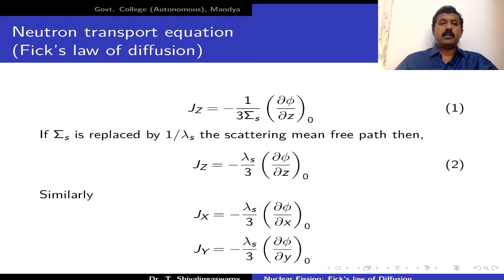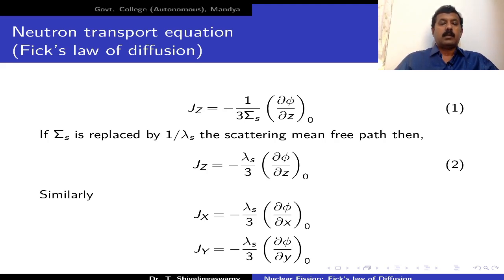Hence j z, that is the net current density in the positive z direction, will be equal to minus 1 by 3 sigma s dou phi by dou z at origin. This reciprocal of scattering cross section can be replaced by the scattering mean free path, that is 1 by sigma s is equal to lambda s. Once you do that, j z will be equal to minus lambda s by 3 into dou phi by dou z at origin.